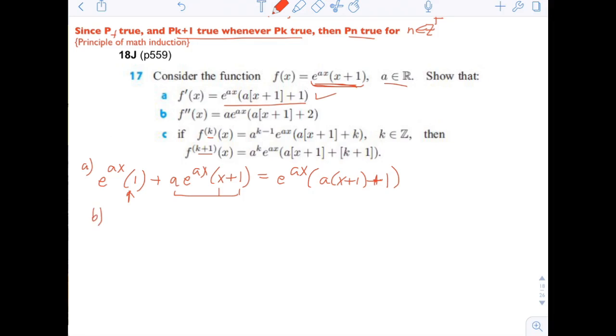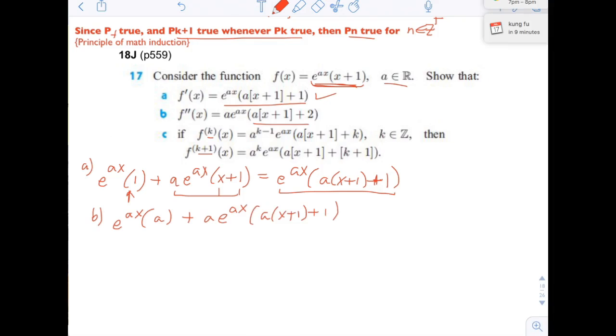What about b? B asks us to find the second derivative of this. So again, we're going to use product rule, and so first we can leave the first factor untouched, and then we can take the derivative of the second factor, which would just be a, because the derivative of ax is a. And then we're going to take the derivative of the first factor, e to the ax, and then we'll multiply that times the second factor untouched. Okay, so there's the second factor the way it was above. And now let's try to simplify this.